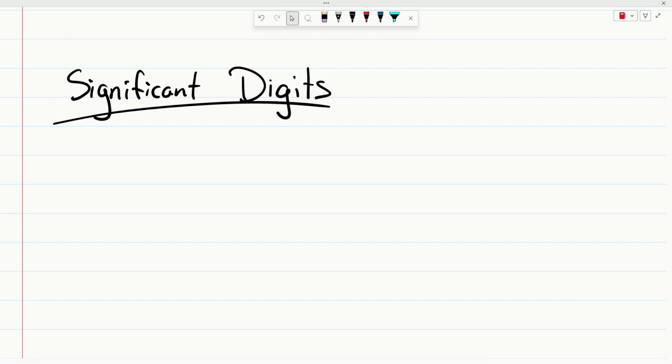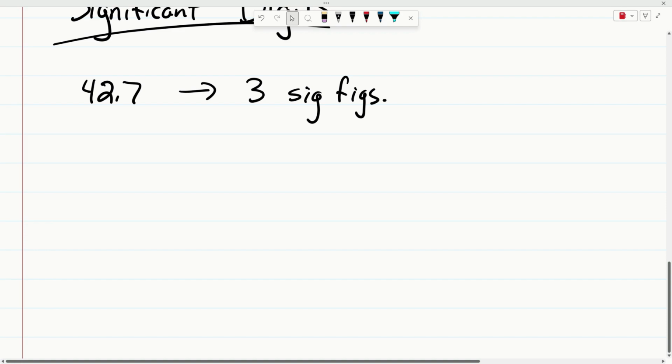All right? So the first, 42.7. There are 3 significant digits here. So we'll call them sig figs. Okay? Significant digits. All right? Now, what makes them significant is the fact that every single one of these numbers is important for us. So the 4, the 2, and the 7, all important. We couldn't do any calculations without these 3 numbers.